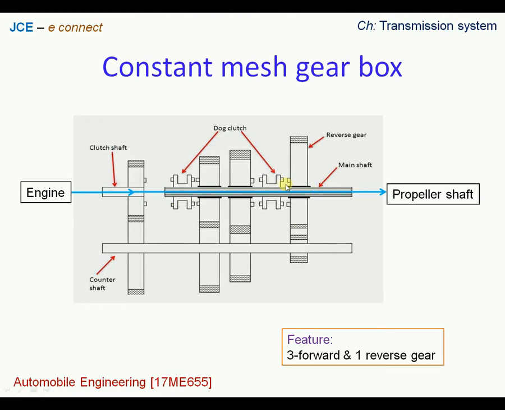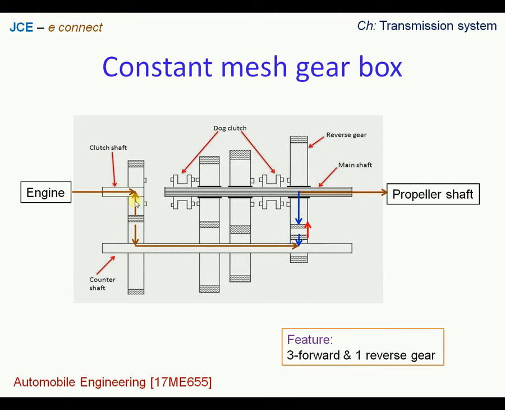Now with this arrangement we see that the power is transmitted from the engine to the clutch shaft, clutch gear, and then to the wheels of the lay shaft, and then the direction will be reversed through this idler gear, followed by the power being transmitted from the reverse gear to the clutch dog, and from the clutch dog to the main shaft, and then to the propeller shaft further. So let us look at the power indications through these arrows.